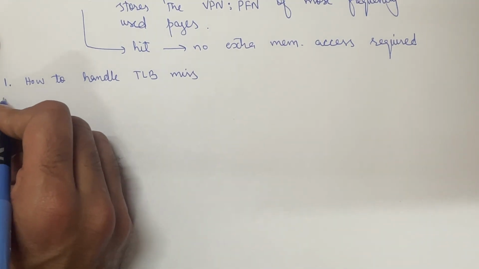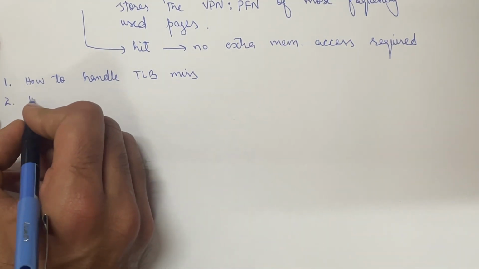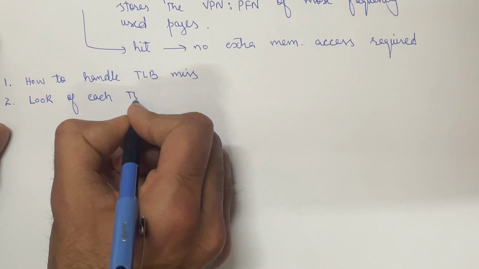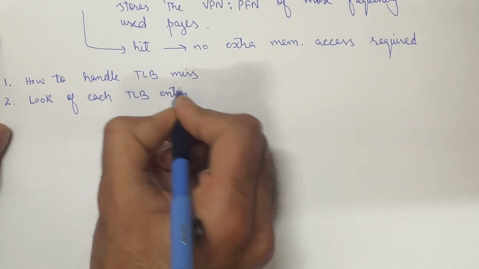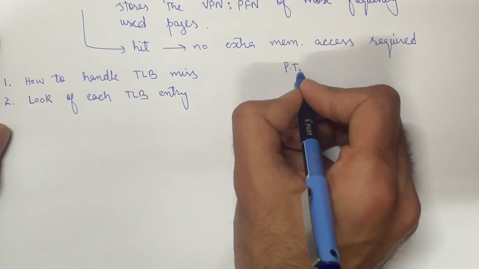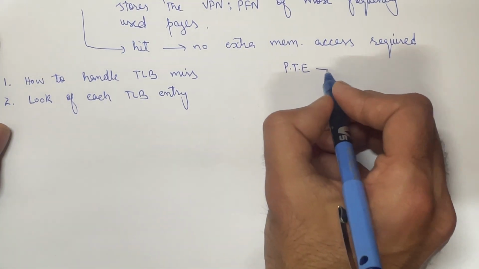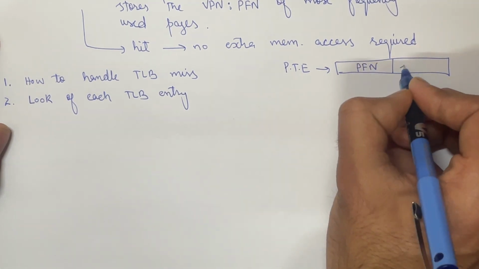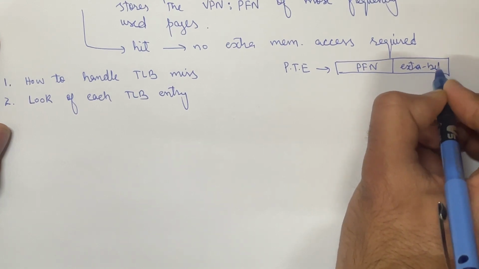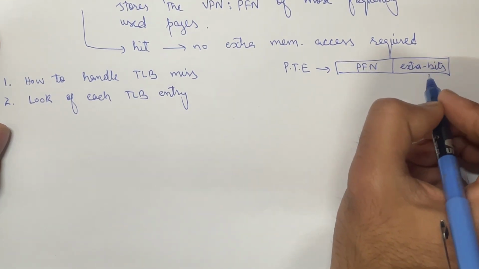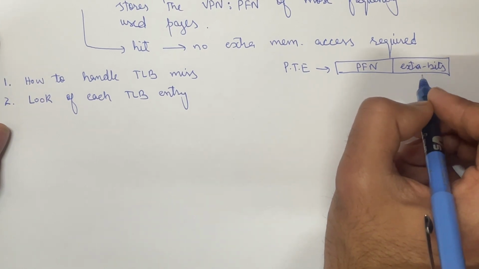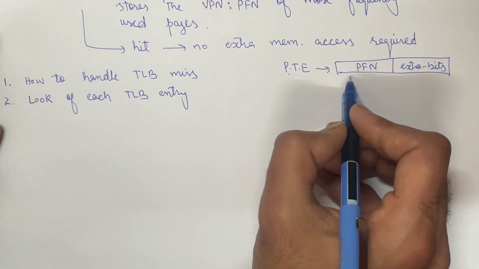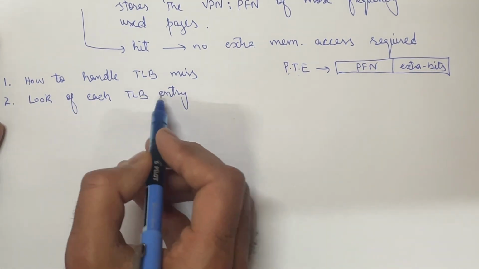The second part is what each TLB entry looks like. We have already discussed what each page table entry looks like. Each page table entry has the physical frame number plus some extra bits. These extra bits are, for example, valid bits, protection bits, present bits, and many other things. We already discussed those extra bits. So this is the structure of a page table entry, but we have to see what the structure of a TLB entry is.